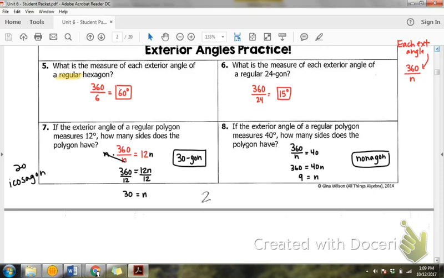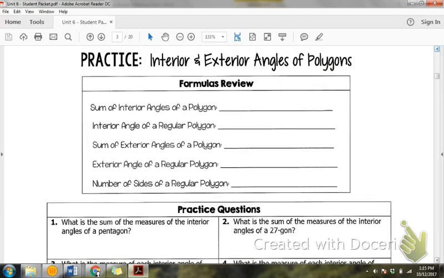All right, we're going to do a couple quick examples and then we're going to be done. Okay, let's fill this in really quickly. These are your formulas that you have on your sheet. The sum of the interior angles: if I want to find all the interior angles on the inside, remember we do n minus 2 times 180, the number of triangles times 180. If I want to figure out how much each interior angle is, I do n minus 2 times 180, and then I divide by n.